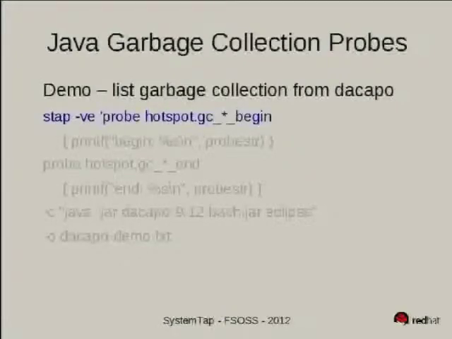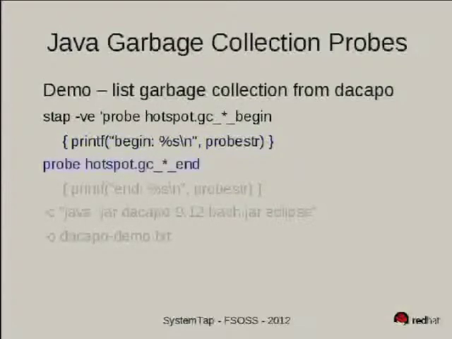We start off by invoking SystemTap, and the probe point will be any hotspot garbage collection begin. Whenever something starts, we want to know. And what do we want to know? The handler will be just a printf function where we say, okay, we're beginning, and we want to print out all the relative information to that garbage collection beginning. Likewise, we want to see specifically where every garbage collection ends and all the related information to that. So just a simple beginning and end. You could extend this to, say, include the time spent in garbage collection. That part's up to you.